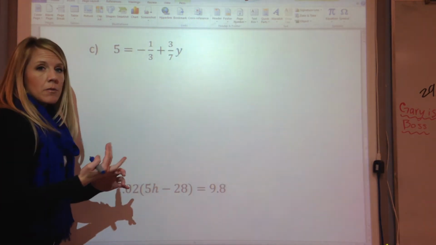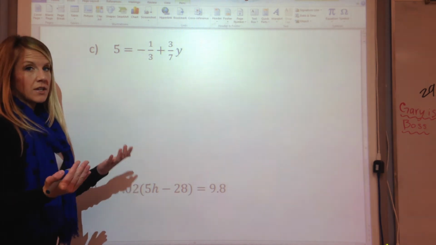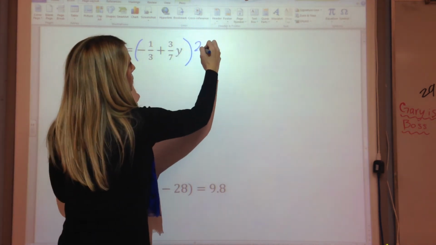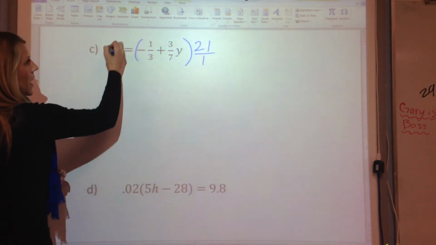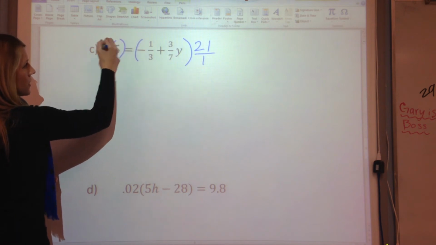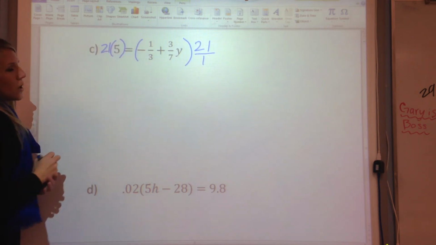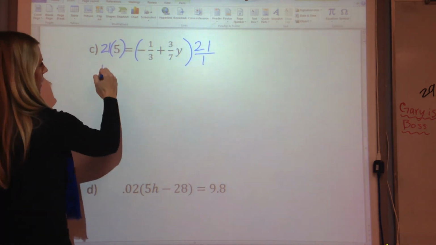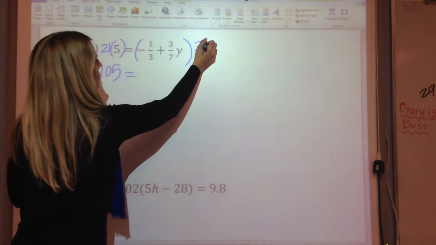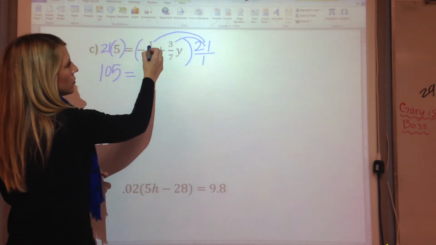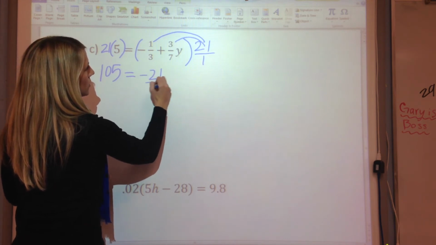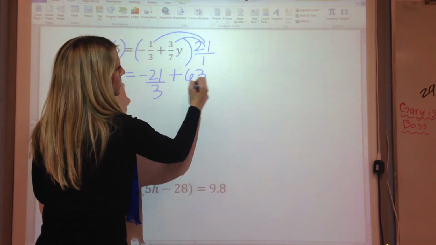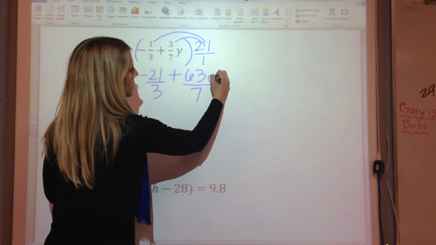So because that is my least common multiple, least common denominator, I can multiply the right side by 21. Remember that is 21 over 1. And then, since I did it on the right side, I have to do it on this side as well. So 21 times 5, and we get 105, equals, we distribute through, negative 1 times 21, negative 21 over 3, plus 21 times 3 is 63 over 7, and y.